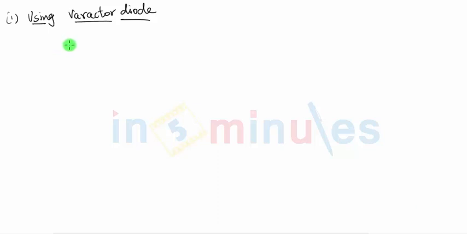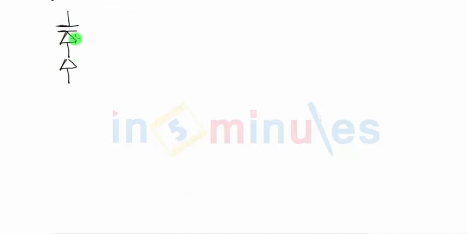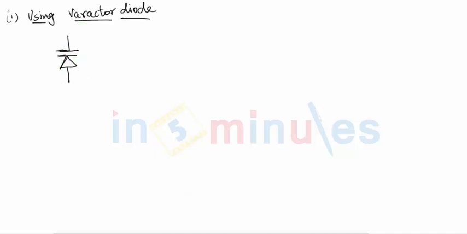So a varactor diode is nothing but a PN junction device which offers a variable capacitance. That's the symbol of a varactor diode. You can see the symbol of a diode, and we have two horizontal lines indicating the capacitive nature of the device, and we often put an arrow on this, further indicating the variable capacitance nature of the device.